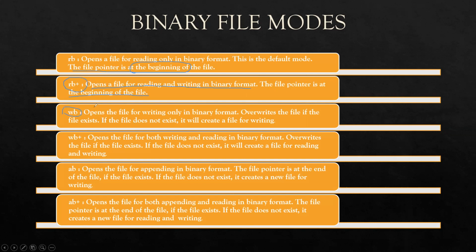WB, that is write in the binary file, opens the file for writing only, and overwrites the file if the file exists. If the file does not exist, it will create the file for writing, just like the case of text files. WB plus opens the file for both writing and reading in binary format. It overwrites the file if the file exists, just like in the text files. So the only difference is that that is a text file and this is a binary file. This is in encoded format and that is in the normal format.